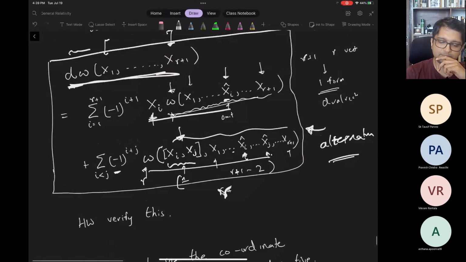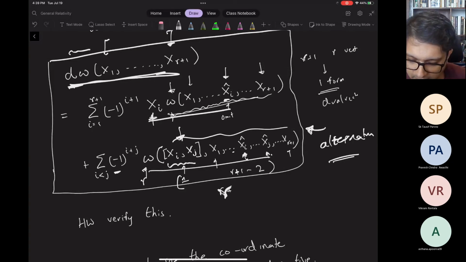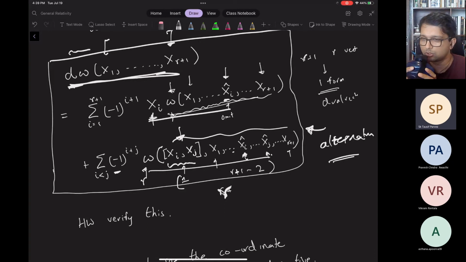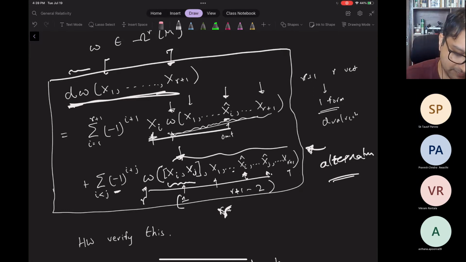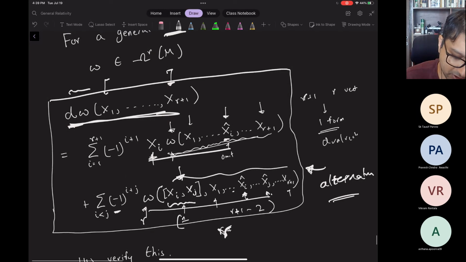Any questions here? Sir, in this expression, in the first term, if we omit one vector, then there are r vectors. Oh, sorry. Yes, there are r vectors. Sorry, I made a mistake. You're right. There are r vectors, and this is not a one form. It's a zero form. That is, it's a function, and this xi acts on that function.